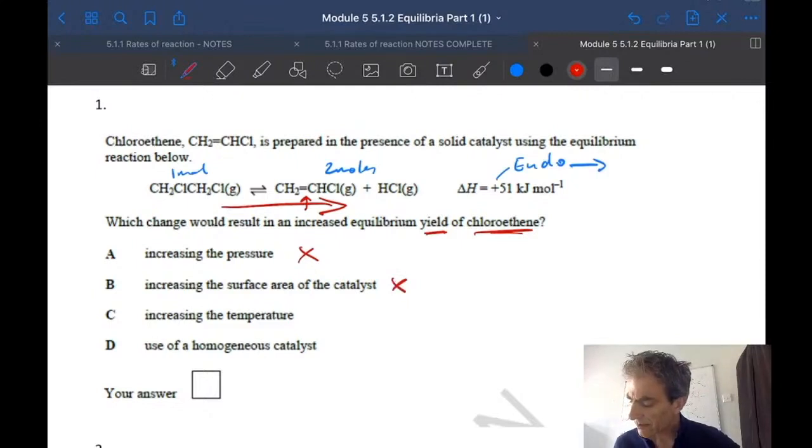Increasing the temperature. Increasing temperature favours the endothermic reaction. The endothermic reaction is the forward reaction, so yes, that's going to push this over to the right. So that was the answer, C. Homogeneous catalyst: again, catalysts have already been mentioned, they don't affect equilibrium positions, so that's why C was the only right answer. Okay, I think most people got that one right, so well done.